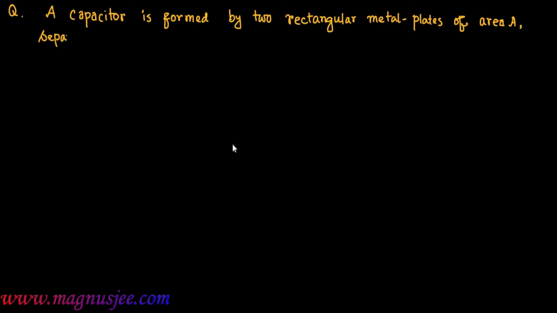A capacitor is formed by two rectangular metal slabs or metal plates. A capacitor is formed by two rectangular metal plates of area A, separated by a distance d.